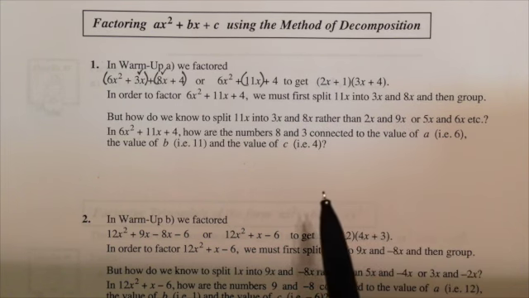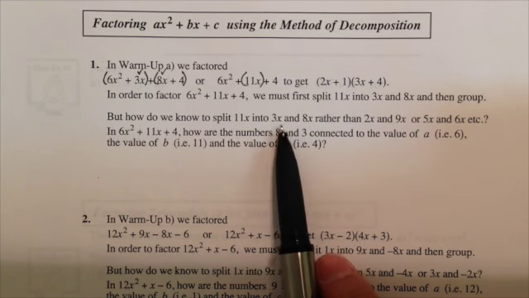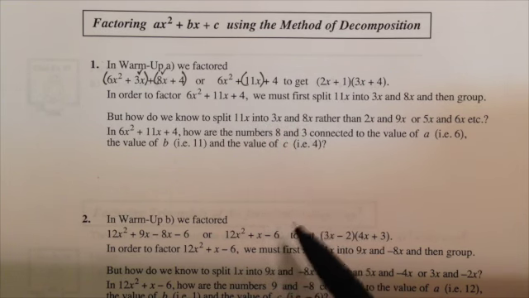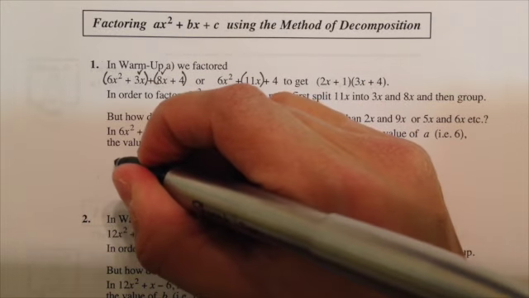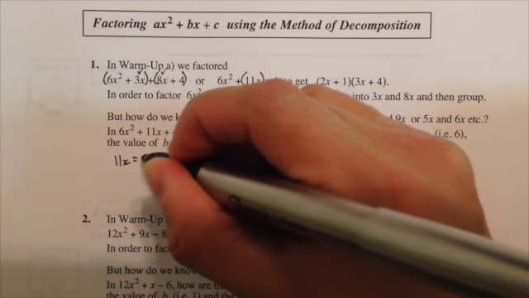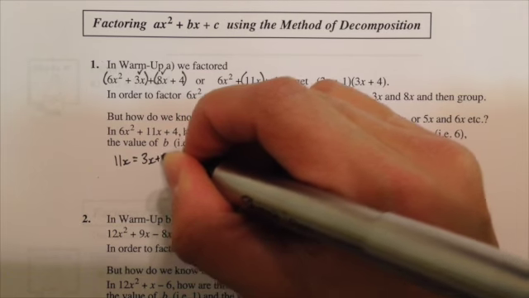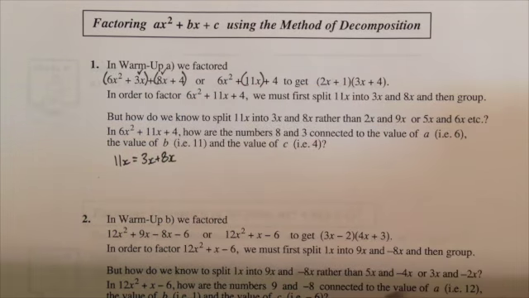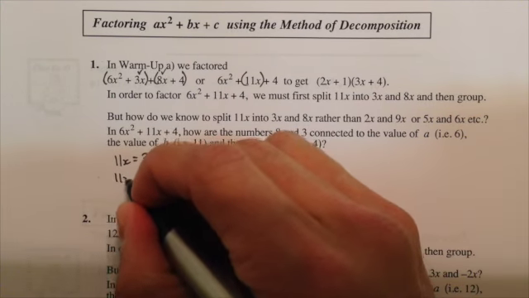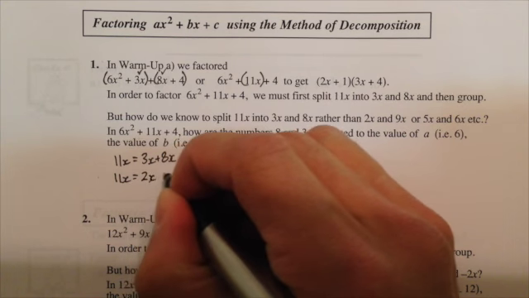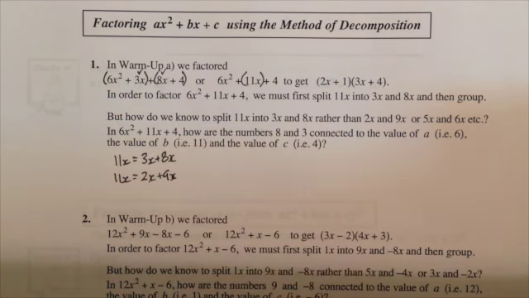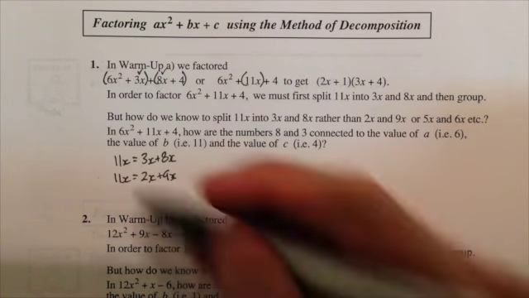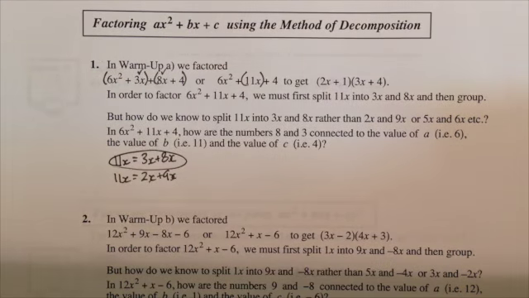Now the problem then arises, how do we know to split it into 3x and 8x? Okay, so we know that 11x can be split up into those two terms of 3x plus 8x, and that will give you 11x. But how do we know to use those numbers and not something like 2x plus 9x, or 5x and 6x, or 10x plus 1x, right? Like, how do we know to use these two numbers?